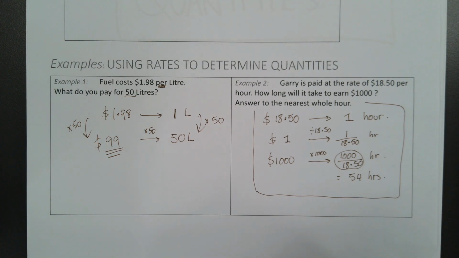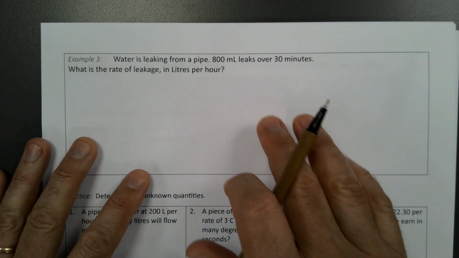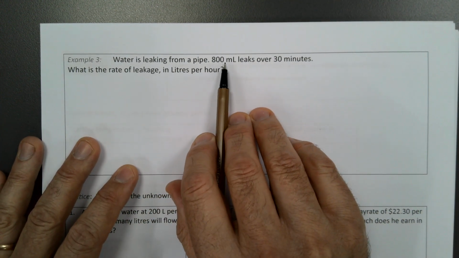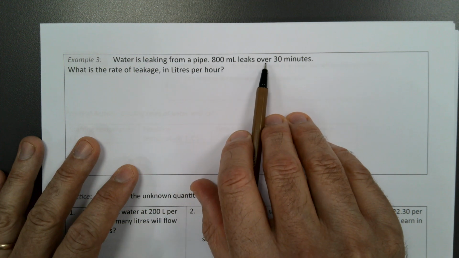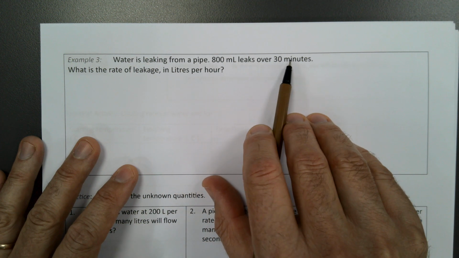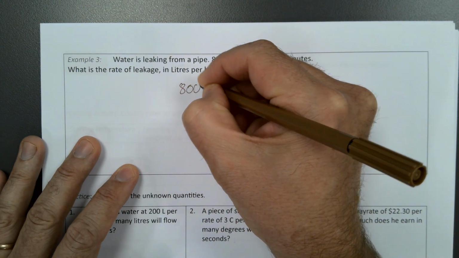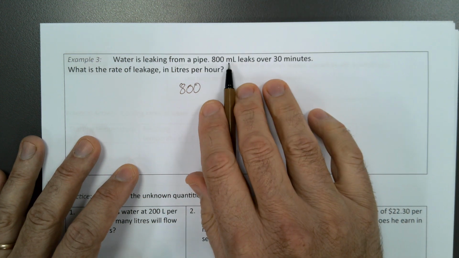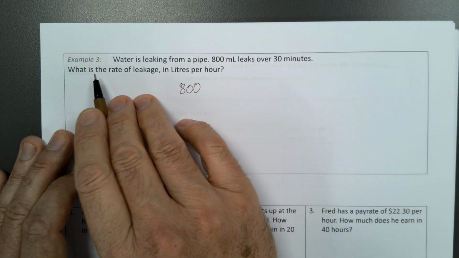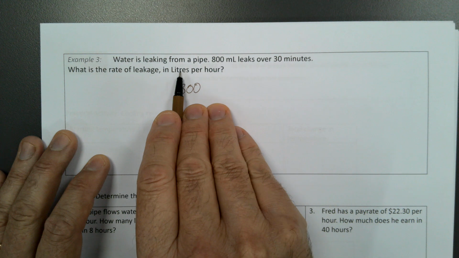All right, third one now, go to page 19. Now this is where you actually have to find what a rate is. Water is leaking from a pipe. 800 mils leaks over 30 minutes. Okay, so what have we got? We got 800 mils. Oh, hang on, before we start writing. 800 mils in 30 minutes. What is the rate of leakage in litres per hour?